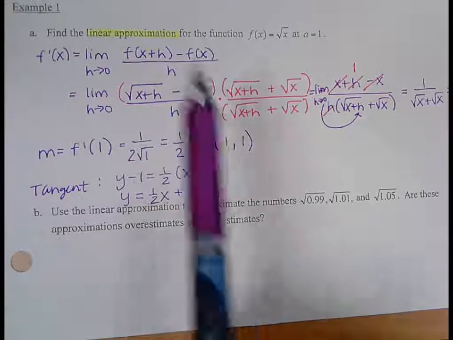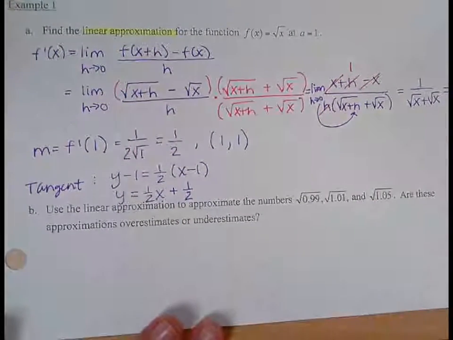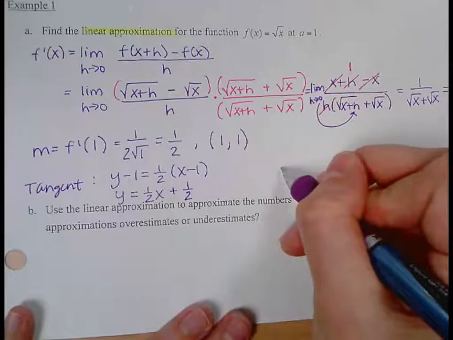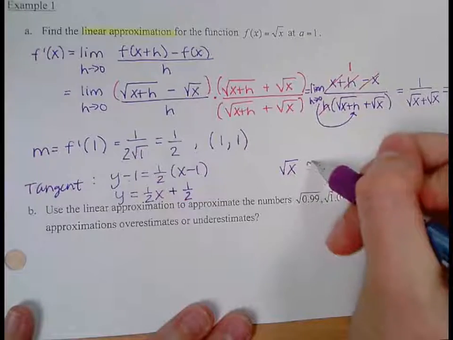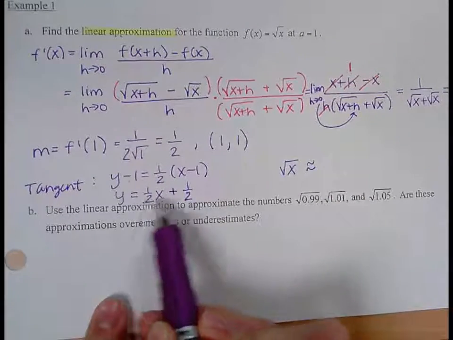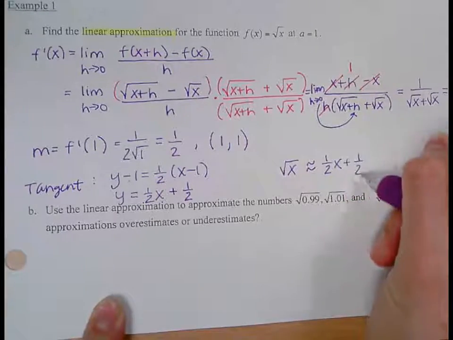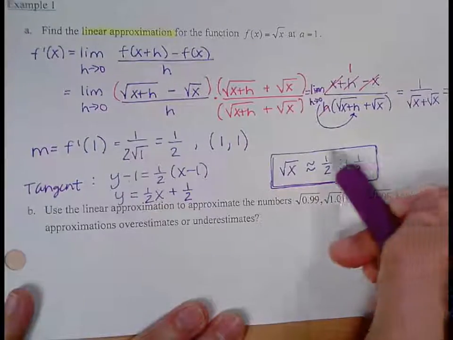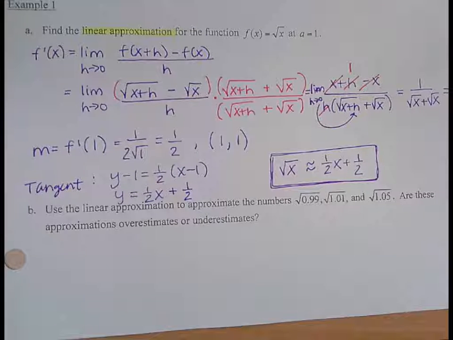Once you have the tangent line, so now the linear approximation, again, that's saying that your curve is approximately equal to your tangent line. So the linear approximation says that the square root of x, because that's our original function, is approximately equal to what we got for our tangent line, which is 1/2 times x plus 1/2. So this would be the linear approximation. The curve is approximately equal to the tangent line.